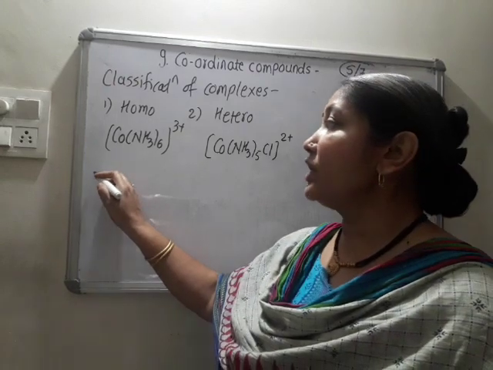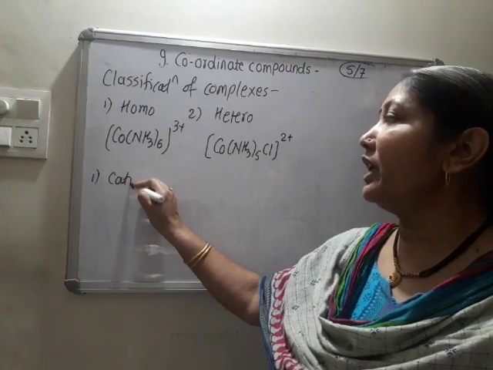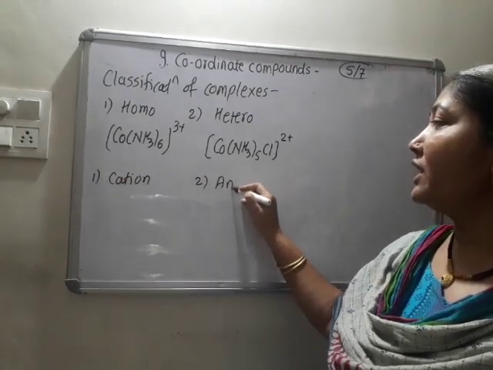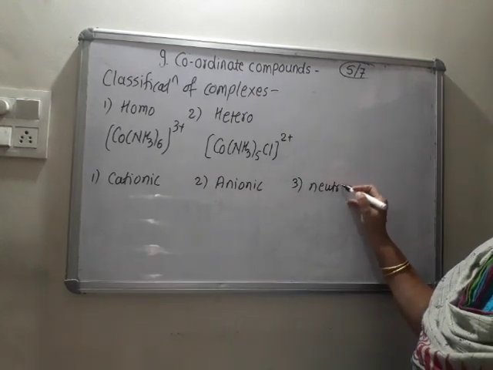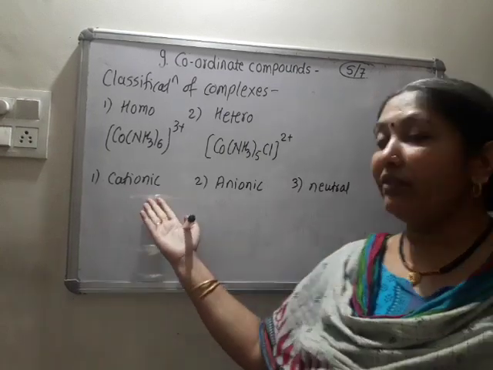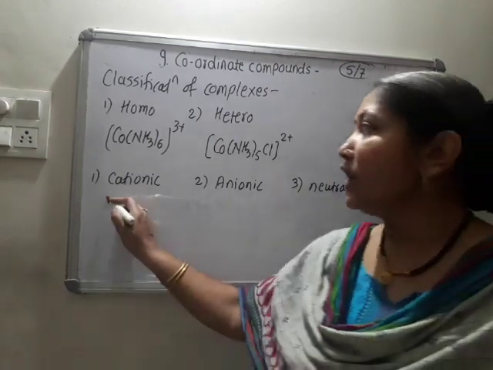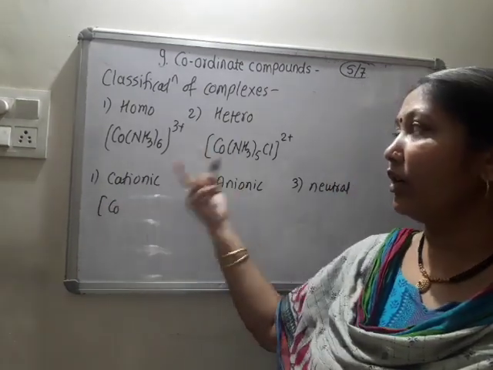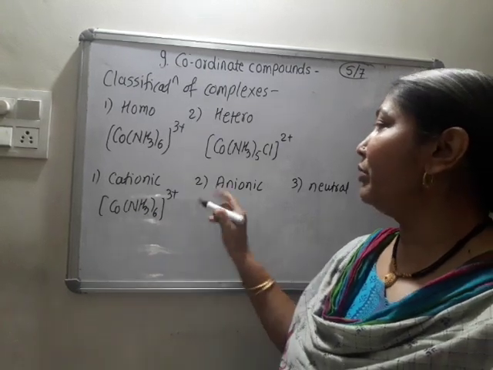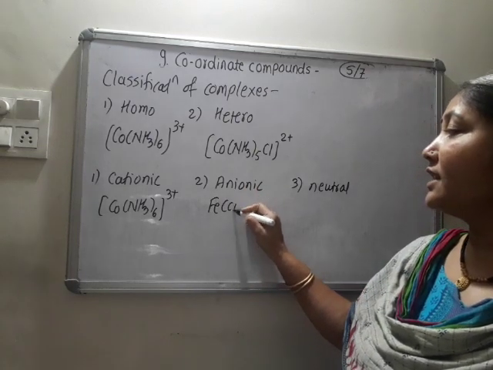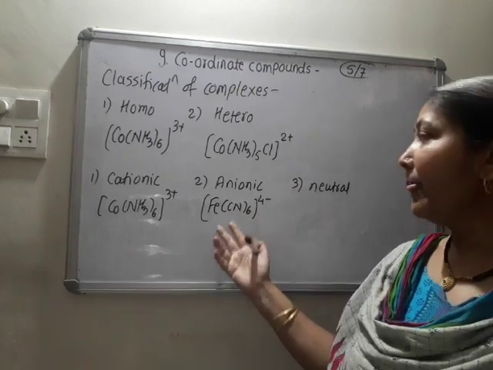The next type of classification is depending upon the charge on the complex: cationic complex, anionic complex, and the third one, neutral complex. The name itself indicates the meaning. A cationic complex means the square bracket has a positive charge. These both are cationic complexes. Any example you can give: Co(NH3)6 3+. Anionic means what? Fe(CN)6 4- or 3-, both exist.